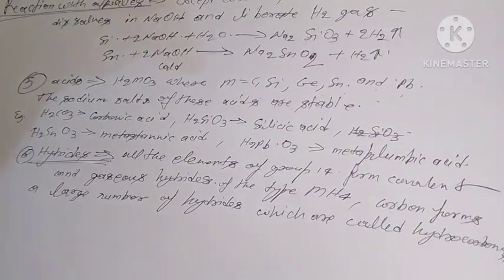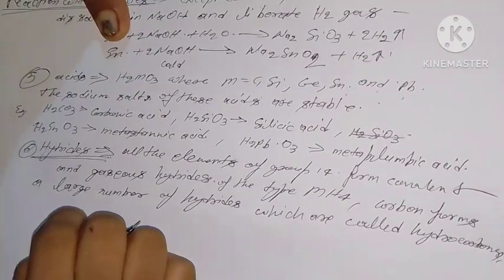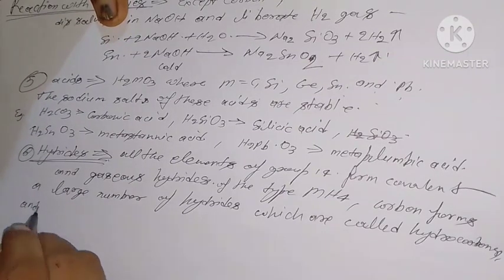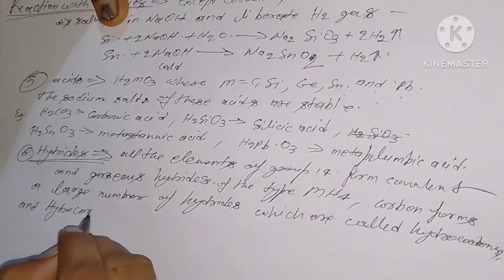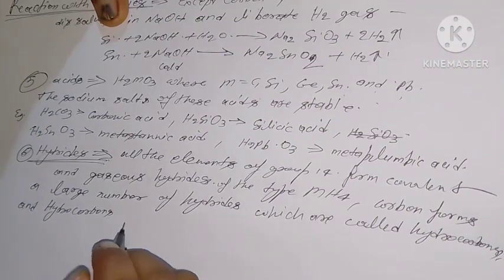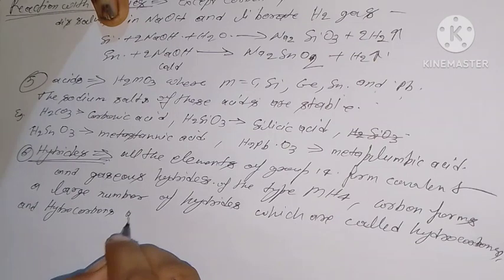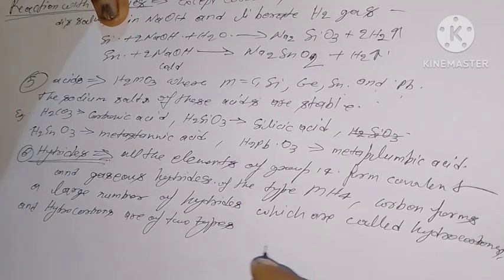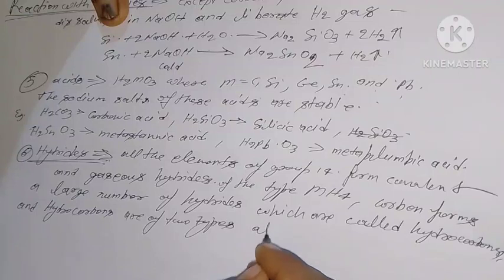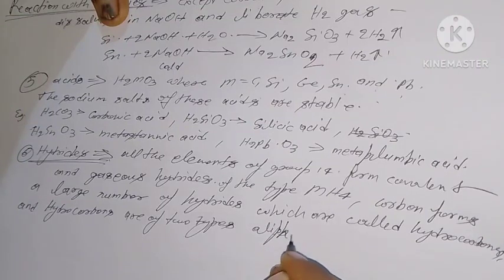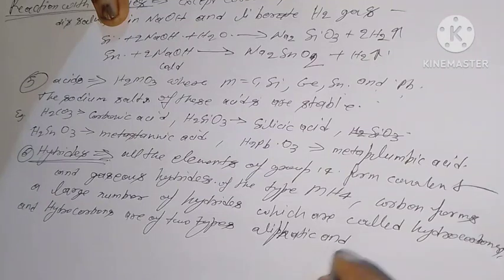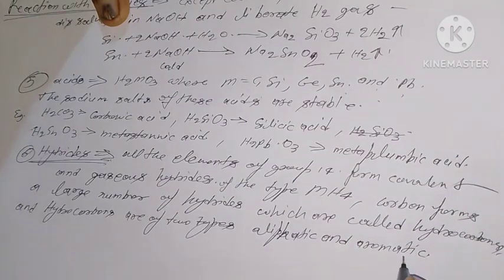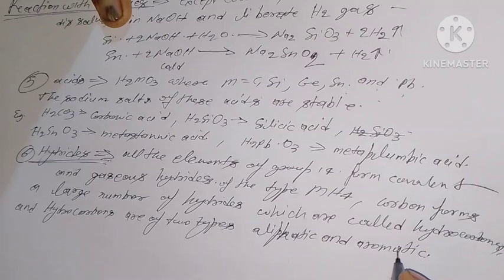Hydrocarbons are of two types, aliphatic and aromatic.